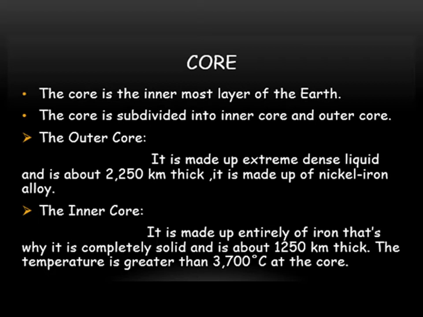Now give another heading, the subheading of a core, that is the outer core, and give its details. The outer core is made up of extremely dense liquid and is about 2250 kilometers thick. It is made up of nickel iron alloy.